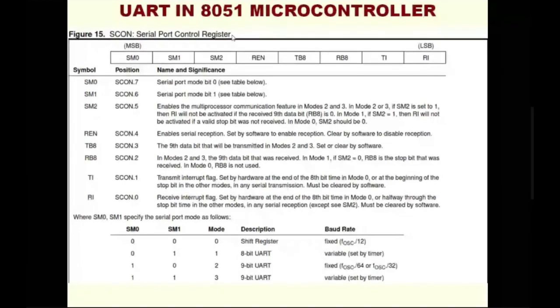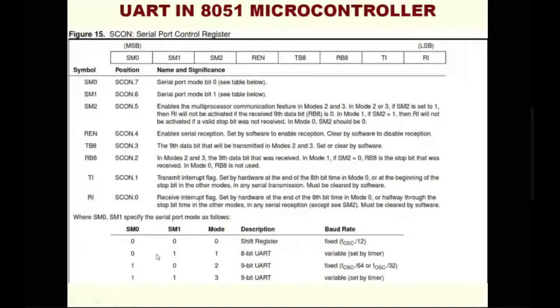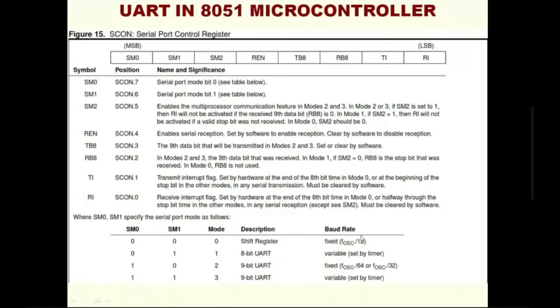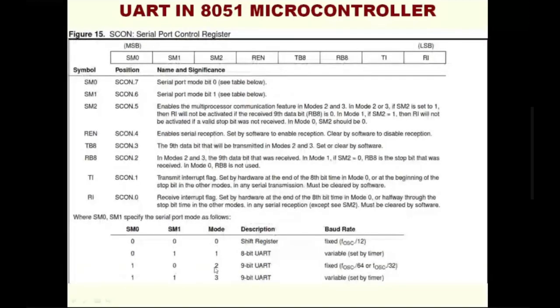As we see in the bottom table, there are 3 bits for mode selection, SM0, SM1 and SM2, among which SM0 and SM1 are shown in the bottom row. When SM0 and SM1 are 00, it operates in mode 0, the shift register mode. If SM0 and SM1 are 01, it is mode 1, the 8-bit UART, with a variable baud rate. I'll talk about baud rate soon. If it is 10, it operates in mode 2, which is 9-bit UART. If it is 11, it operates in mode 3.